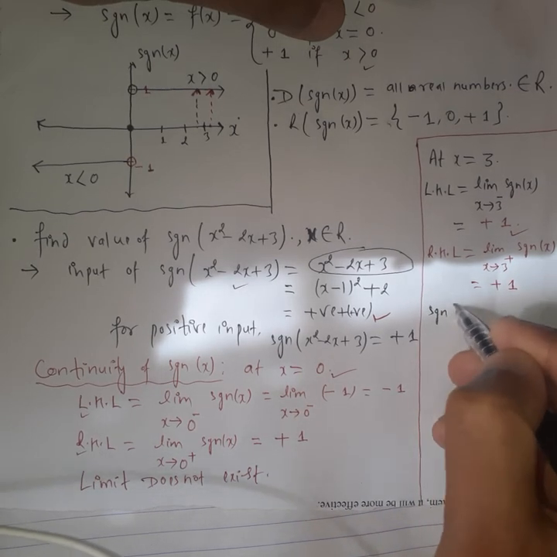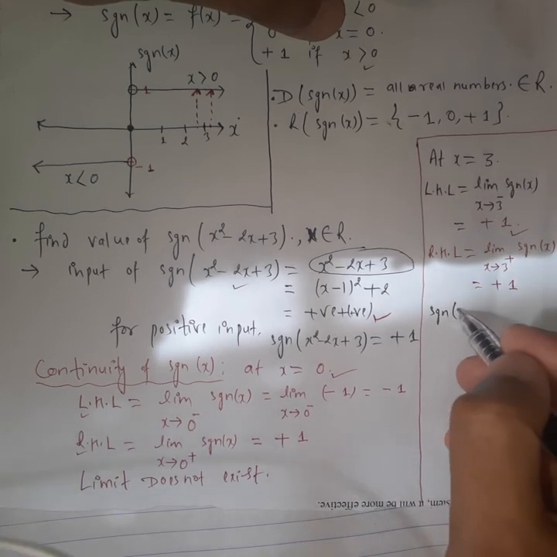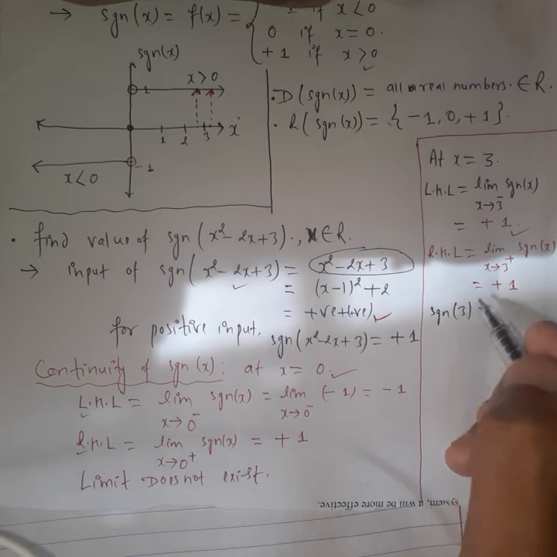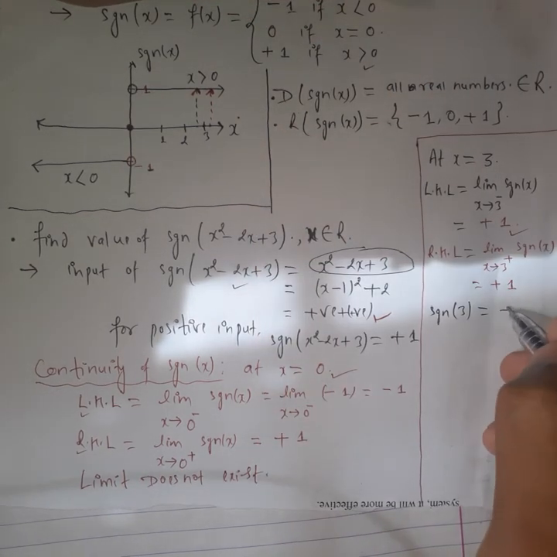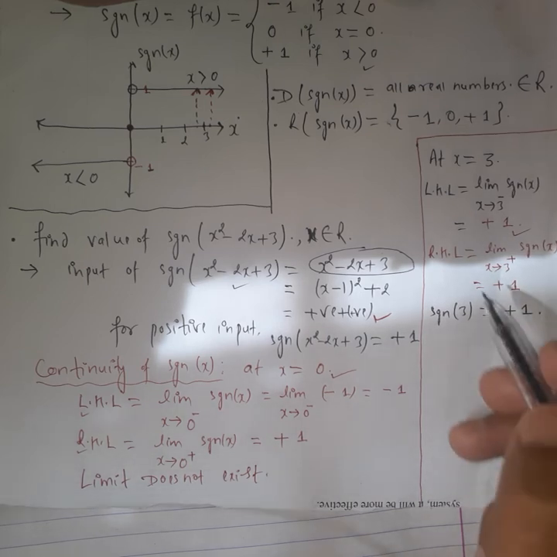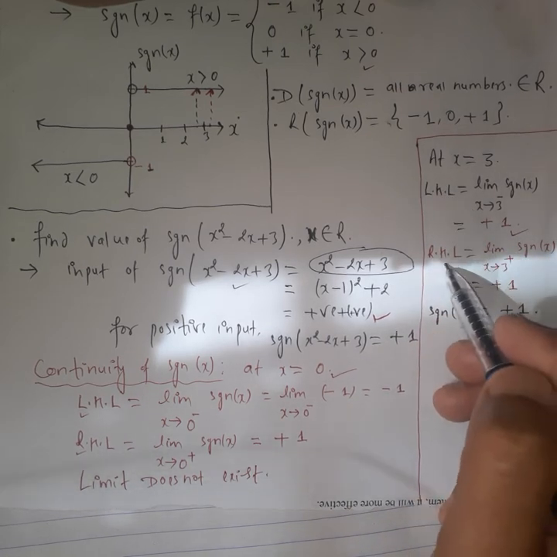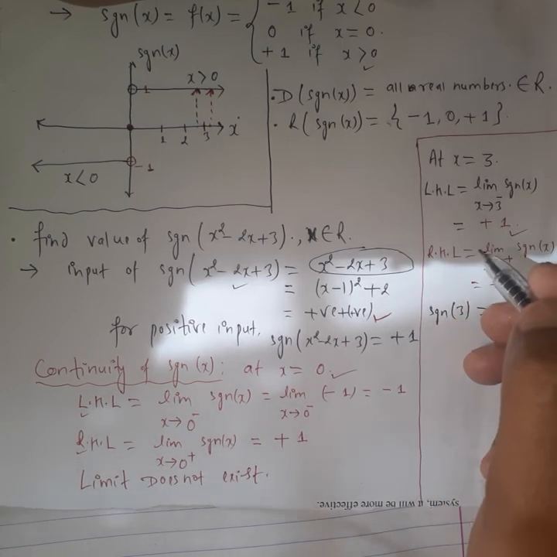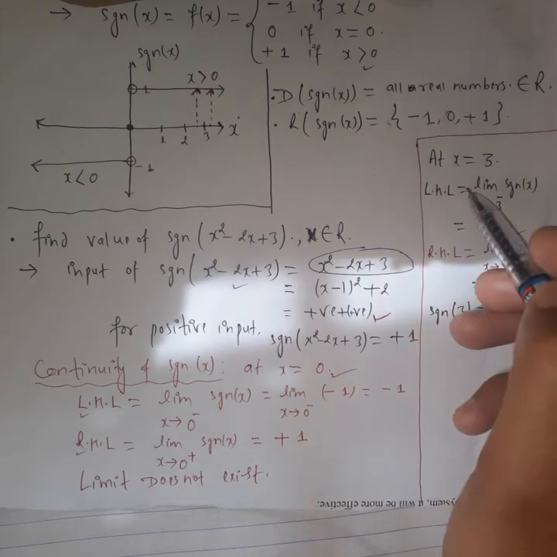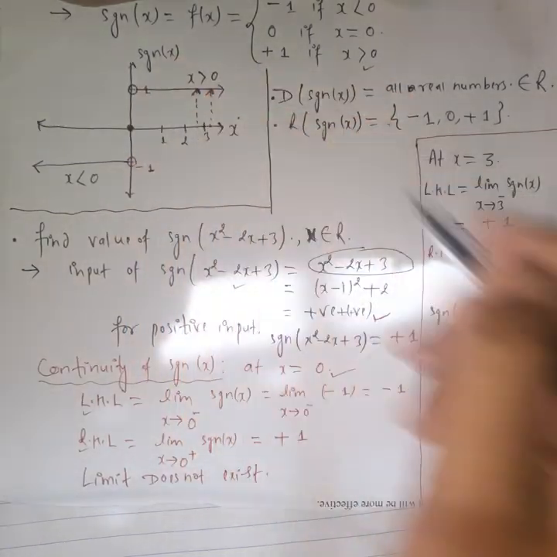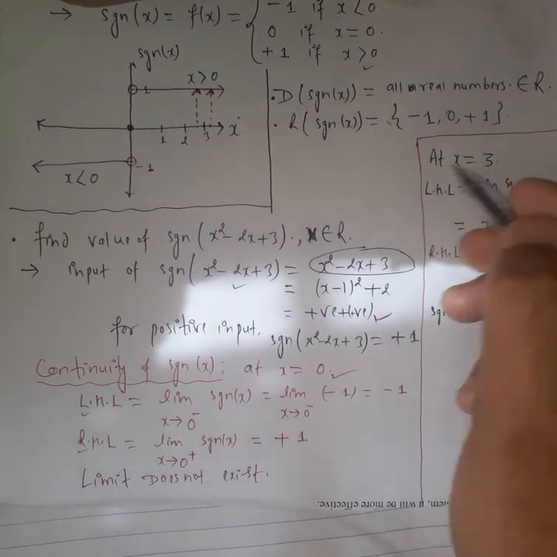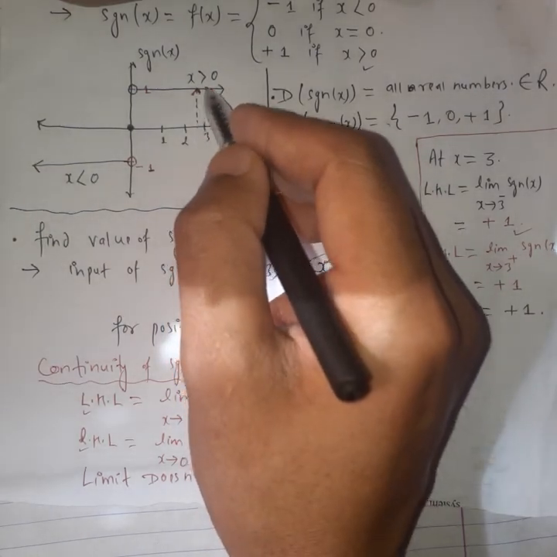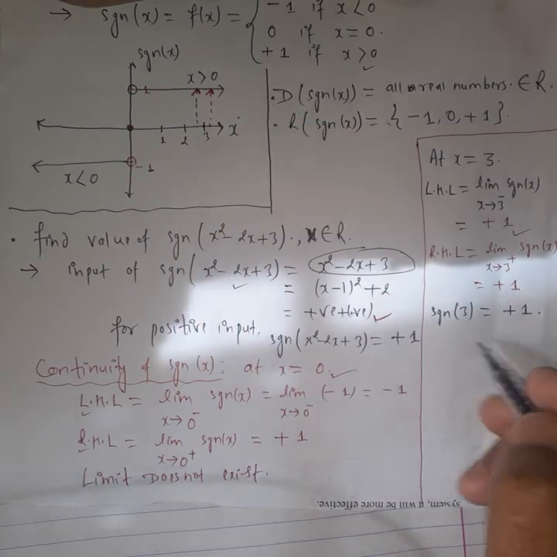The signum of 3: here the input is 3, which is a positive number. For a positive number, the output is plus 1. Here we calculated all three, the left hand limit, the right hand limit, and the functional value at x equals 3, and they are all equal. So the signum function is continuous at x equals 3. We can easily observe from the graph also that at x equals 3 there is no breakdown, so this is continuous.